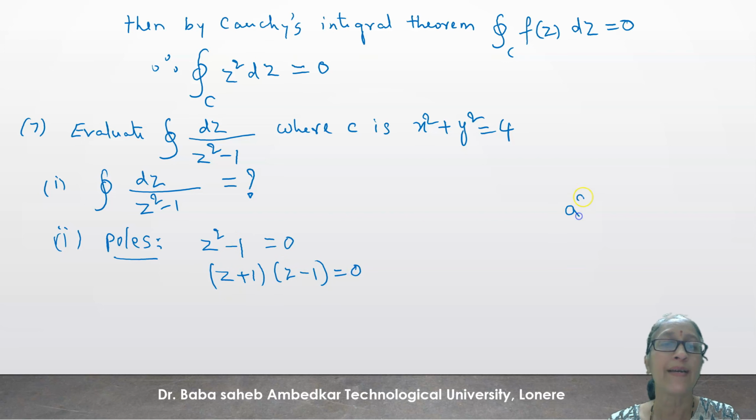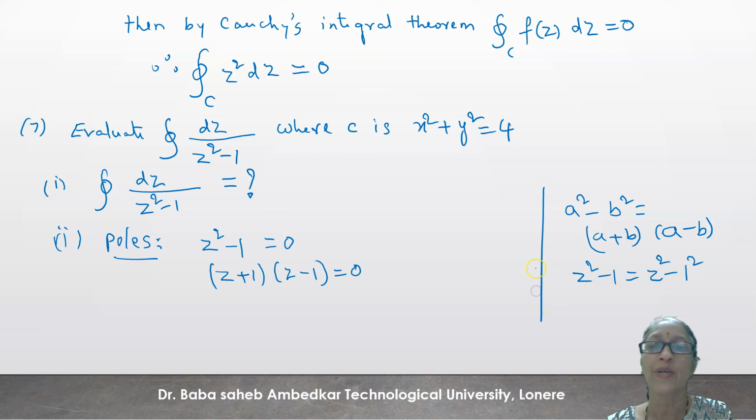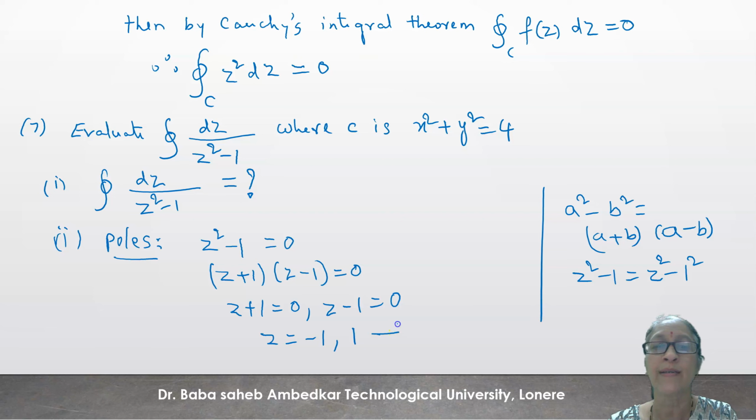Here we have applied the a square minus b square formula, a plus b into a minus b. Here z square minus 1 can be written as z square minus 1 square, right? So we have applied that. So here z plus 1 equal to 0 and z minus 1 equal to 0. What does it mean? z equal to minus 1 and plus 1. So there are two poles. These are the poles. Poles are z equal to minus 1 and z equal to plus 1.